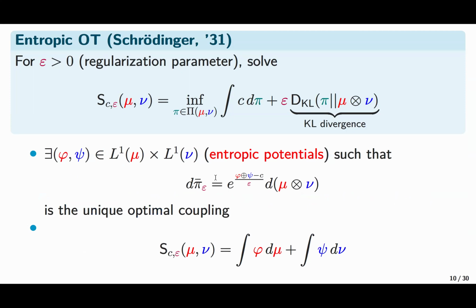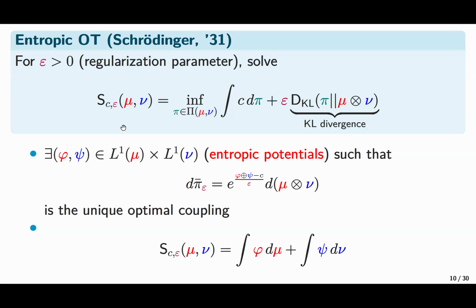Okay, so this KL divergence penalty is convex in the first coordinate, actually strictly convex in the first coordinate, and the first term is linear in pi. So the entire objective function is strictly convex in pi. Because of that, there is always a unique optimal solution to the entropic OT problem. And that unique optimal solution is given by this formula, where you see two functions. These two functions, which I call entropic potentials, characterize the unique optimal entropic coupling for the EOT problem.